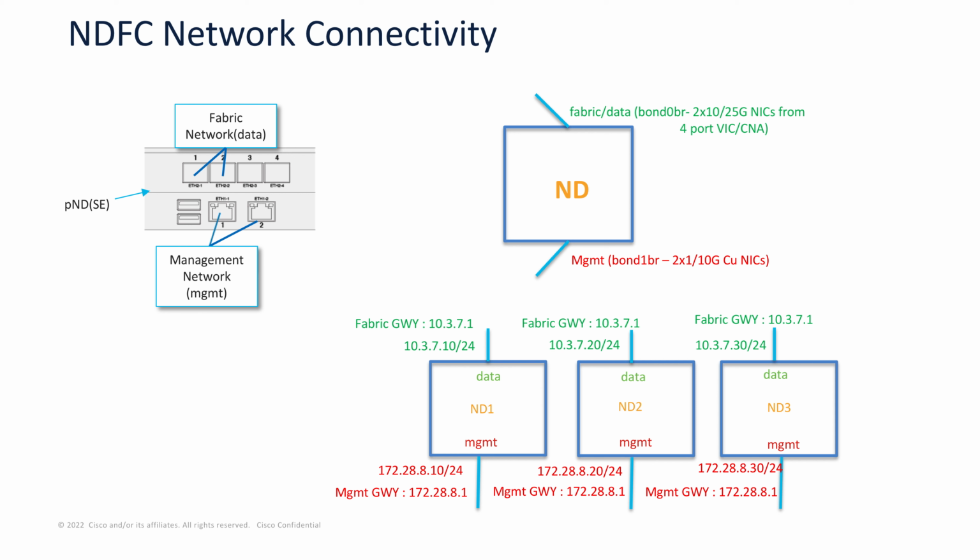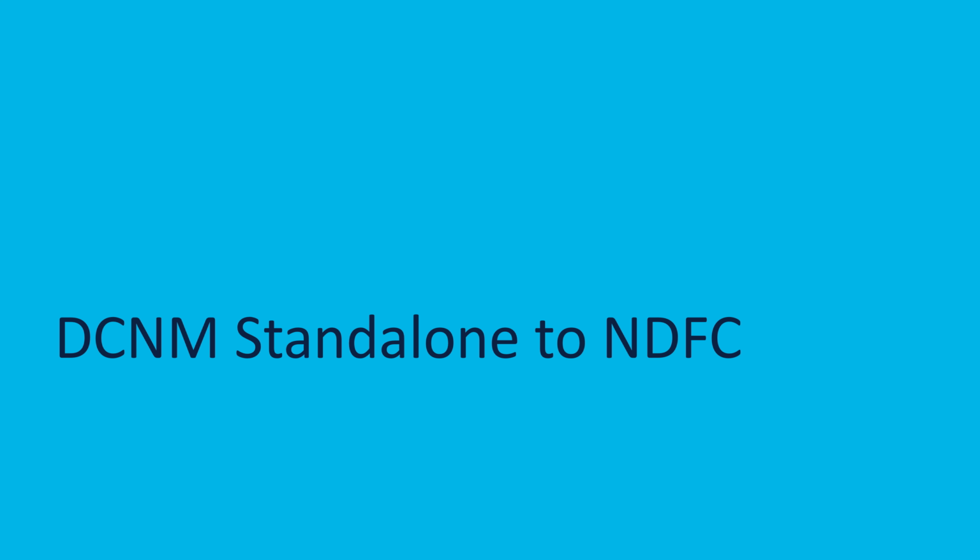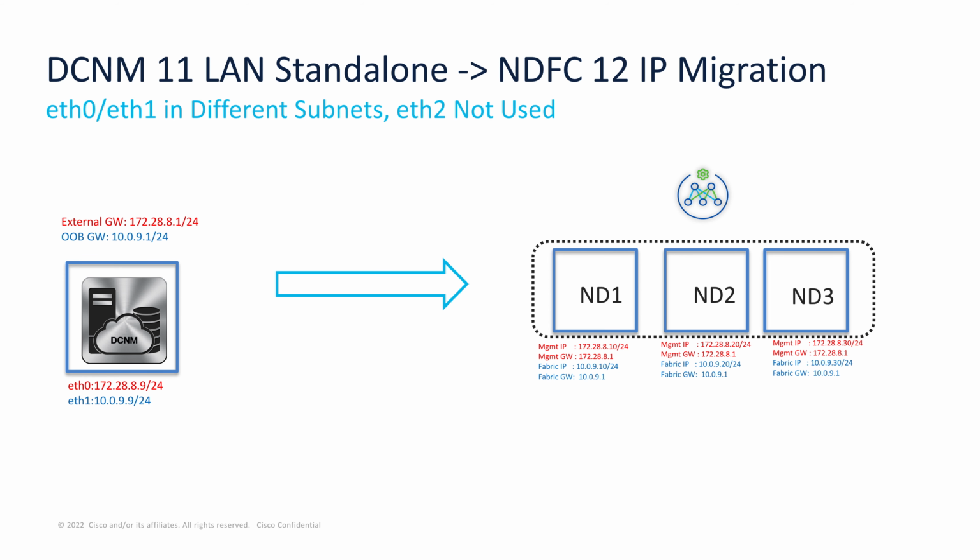We must define a default route for ND services, which is by default the fabric interface default gateway. We must add a static route on ND for forcing connectivity out of the management interface. So that is what basic connectivity looks like. Now let's look at the different migration scenarios. Let's first start with DCNM standalone to NDFC.